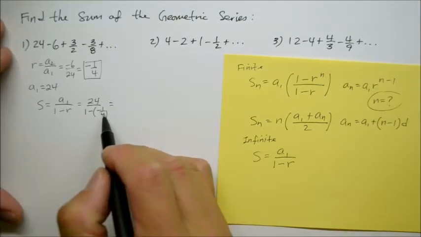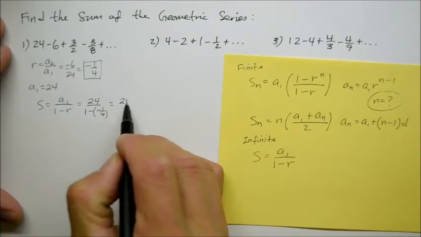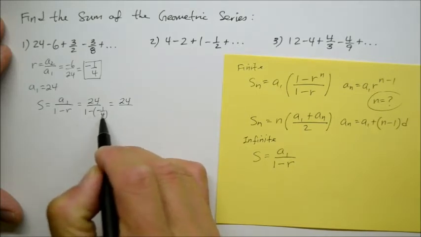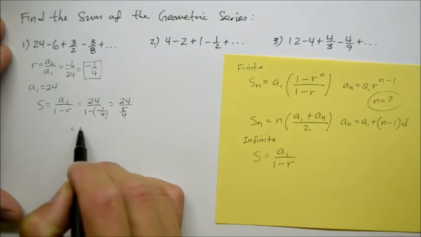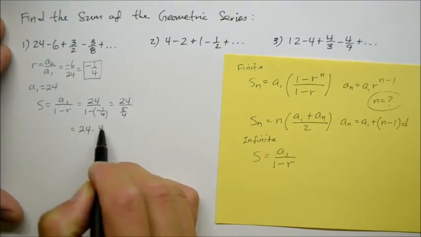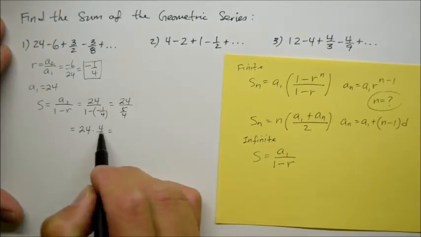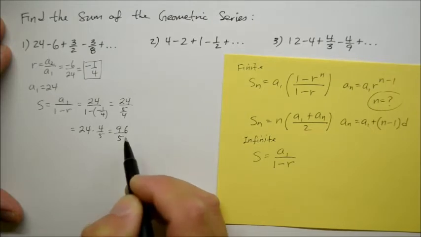So if we put this as a quotient within a quotient, wouldn't that be just like saying 24 over, well, that's 4 over 4 plus 1 over 4, which is 5 over 4? And isn't that the same thing as saying 24 times 4/5? And if you multiply across, what is that? 24 times 4 is 96 over 5.